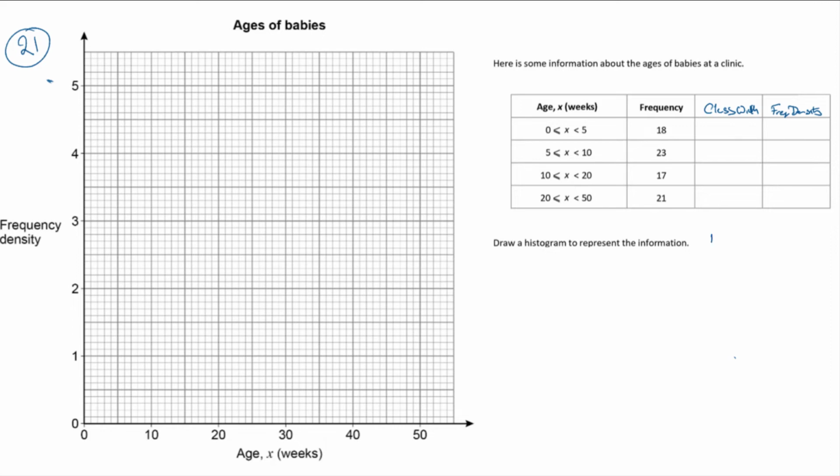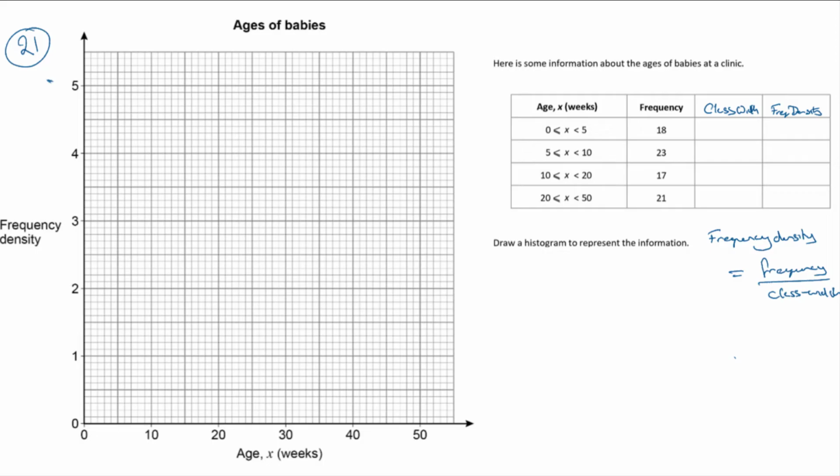Okay, and now frequency density is equal to frequency divided by class width, which is why we need to know the class width. We know the frequency, we don't know the class width yet, but we can find it, and then we can find frequency density, can't we?